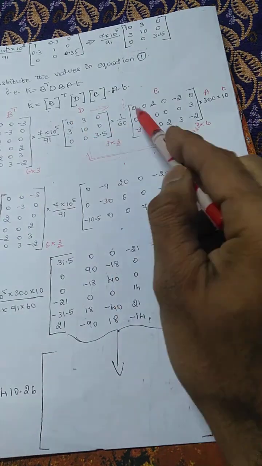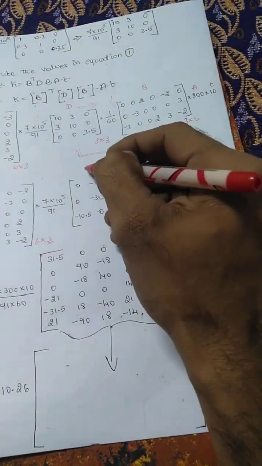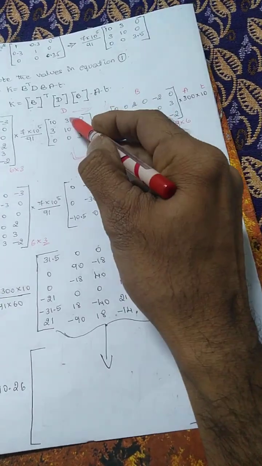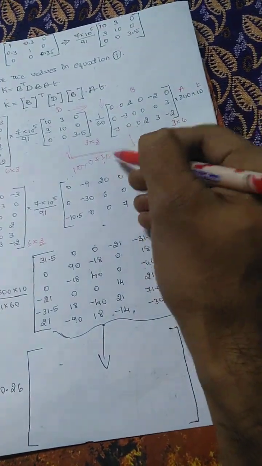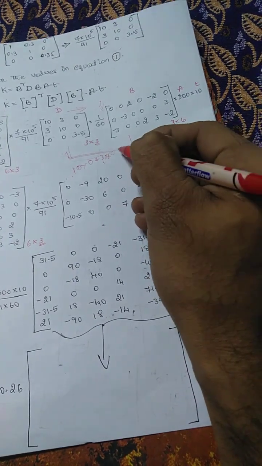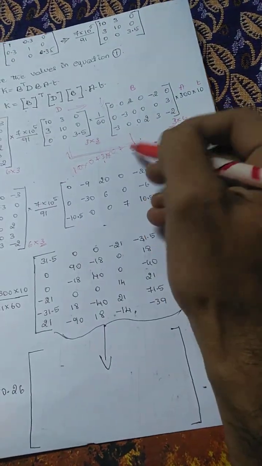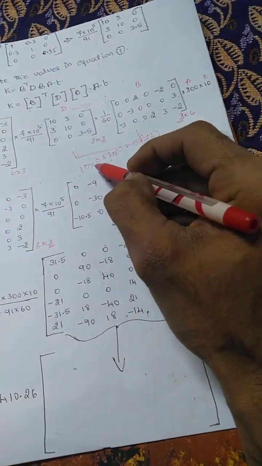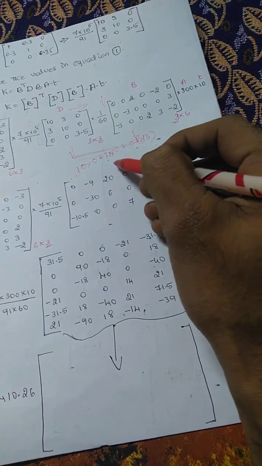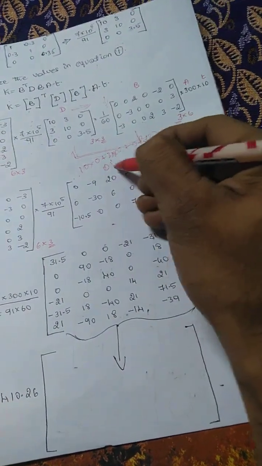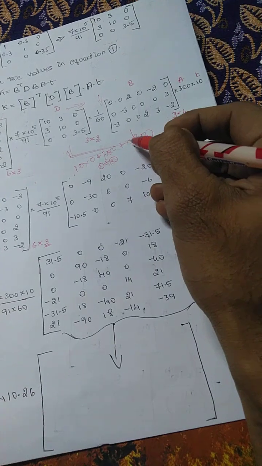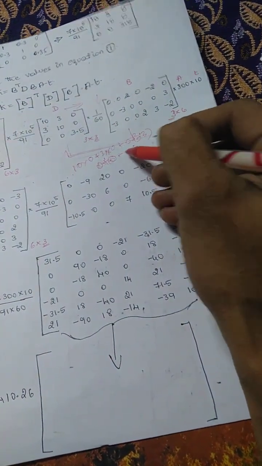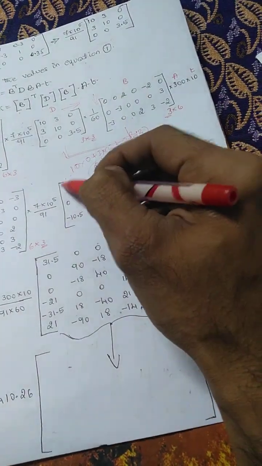So 10 into 0 plus 10 into 0 plus 3 into 0, plus 0 into minus 3. So how much? 10 into 0 is 0, plus 3 into 0 is 0, plus 0 into minus 3 is 0 itself. So everything is 0, that is why this is 0.